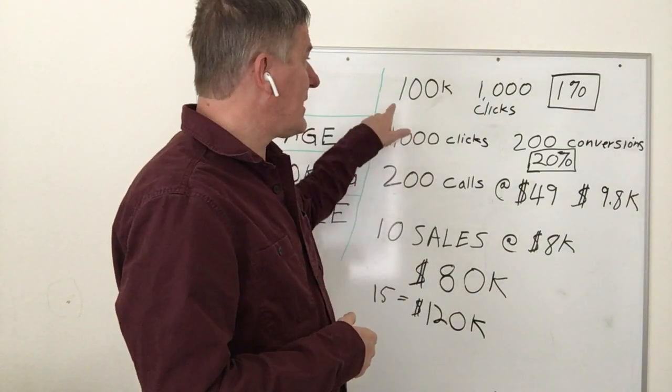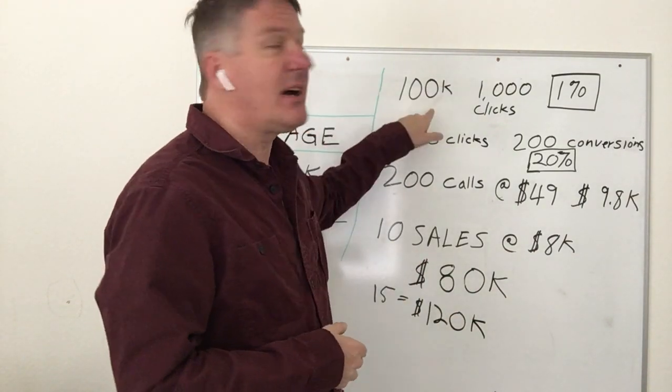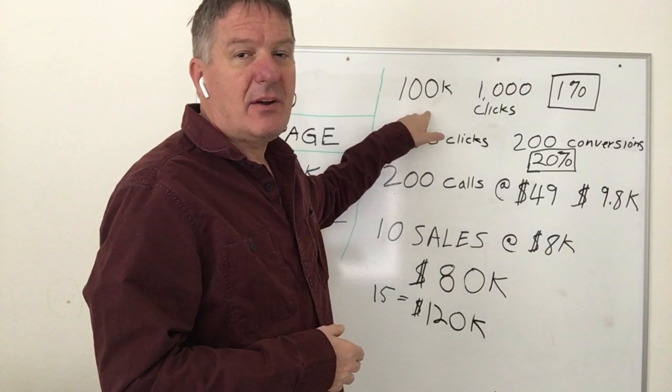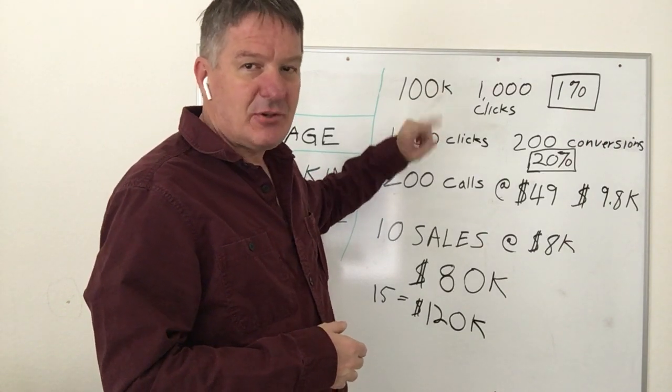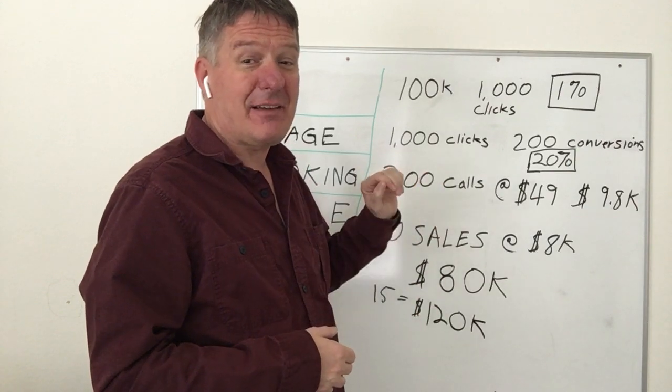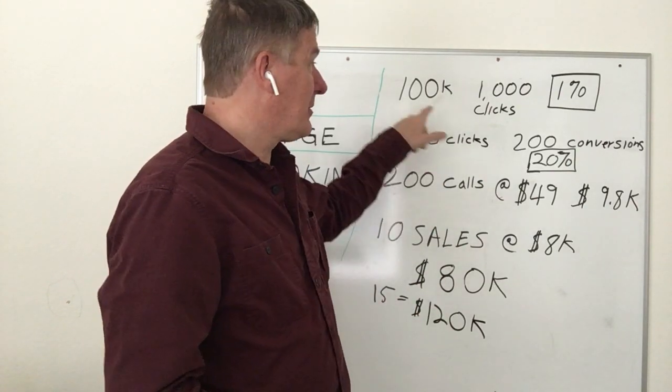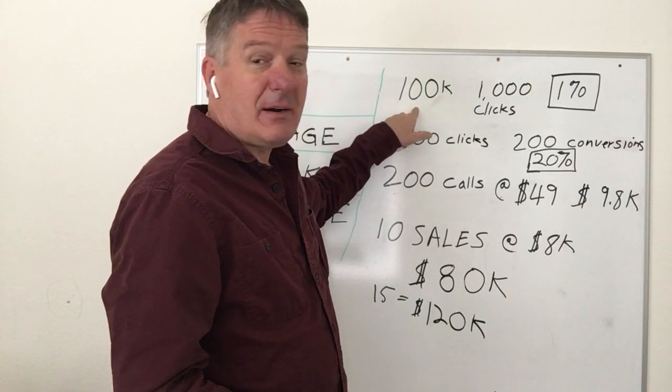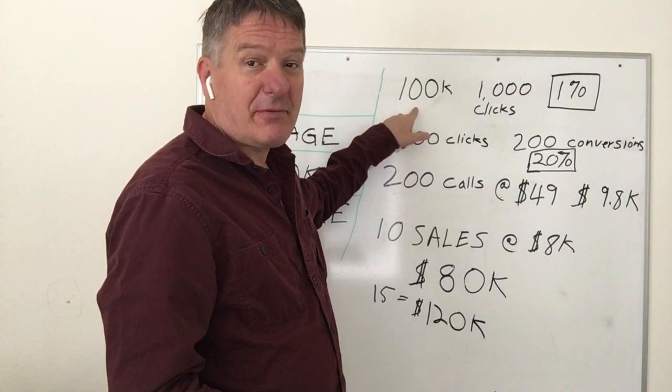So let's just say, for the sake of argument, that we have an audience size of 100,000 people that we are sending our ad to. I'm using it because that's a nice round number. Okay, so you could have 500,000, you could have 10,000, whatever it may be. We're going to do 100,000 people that we're going to run traffic to.